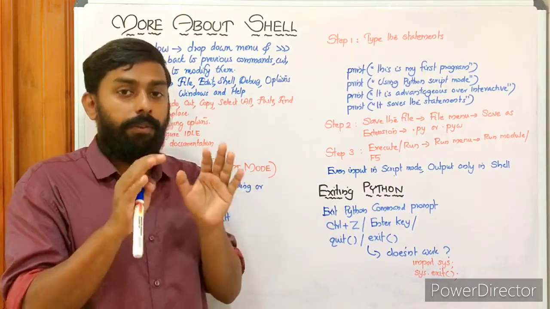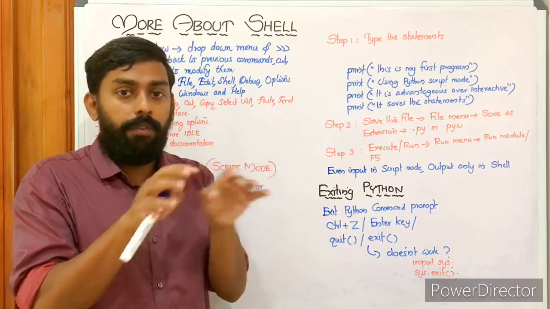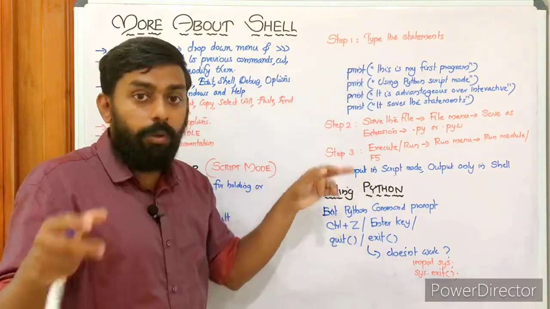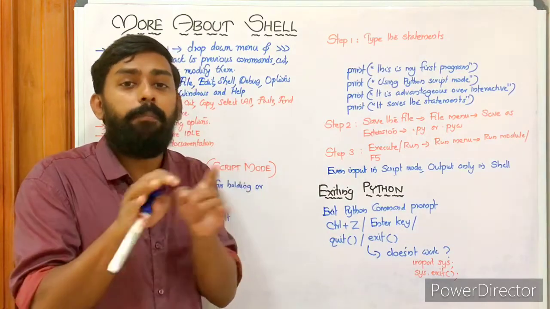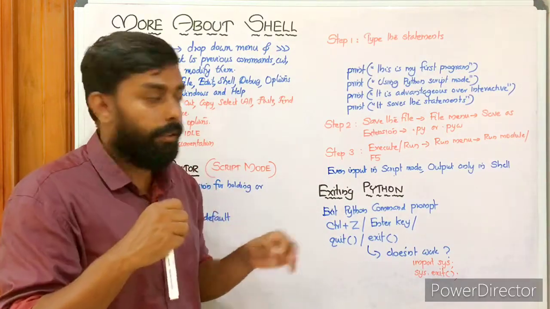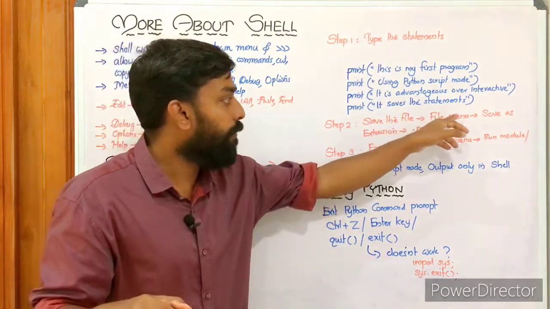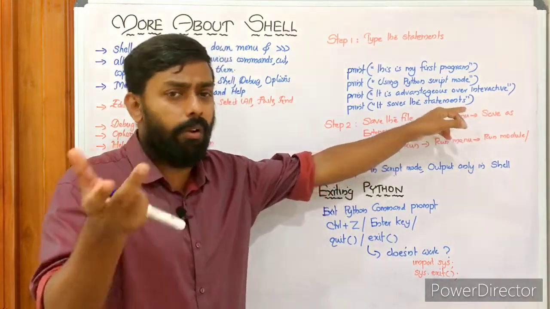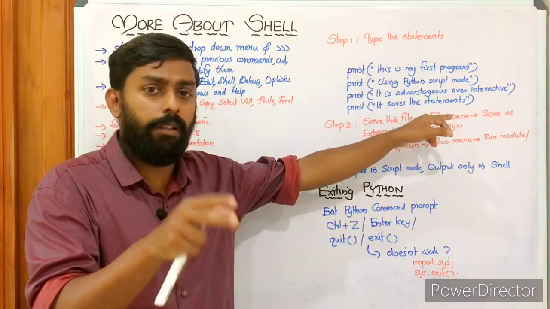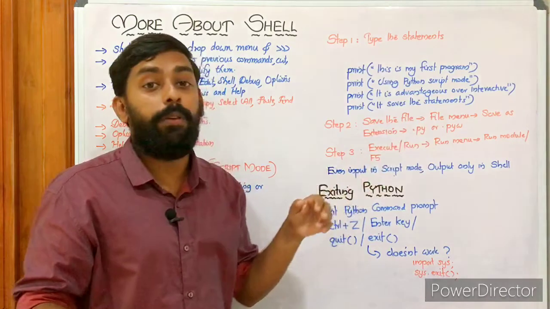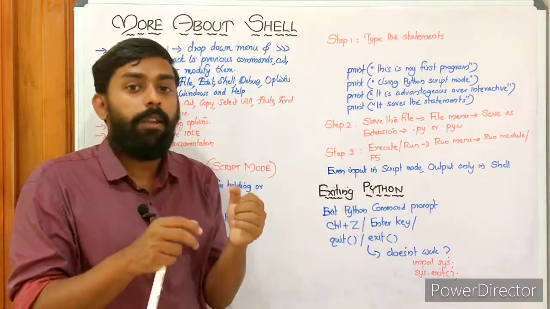We have opened the file, then typed these 4 statements. What is the next step? You have to save it. After completing the typing process, go to the File menu. You can go for either Save or Save As. Then the extension must be .py or .pyw.